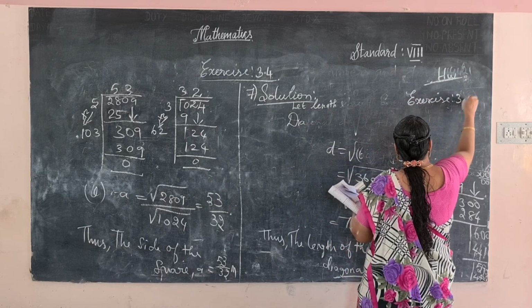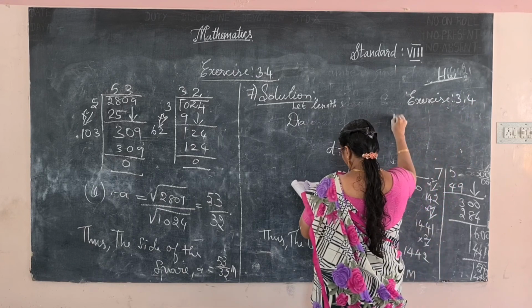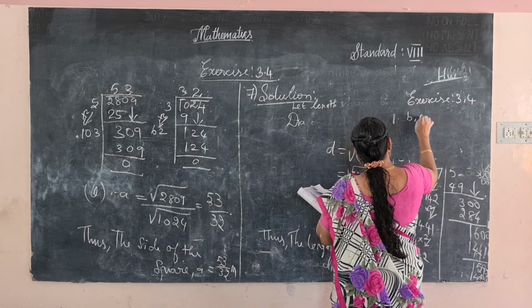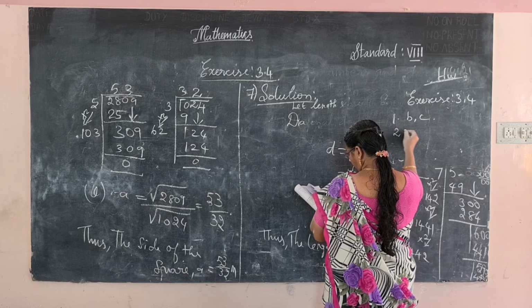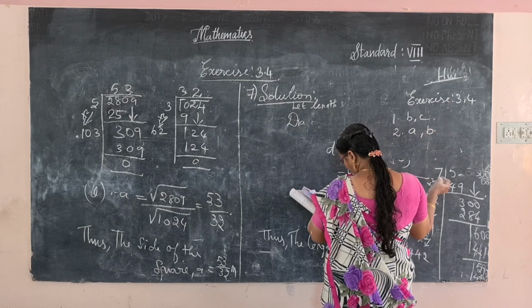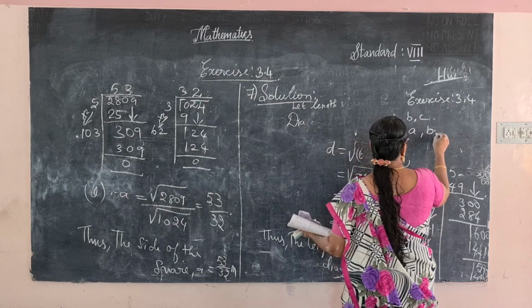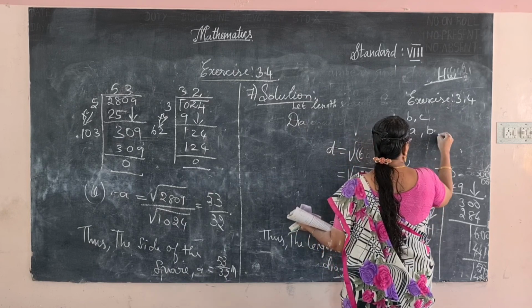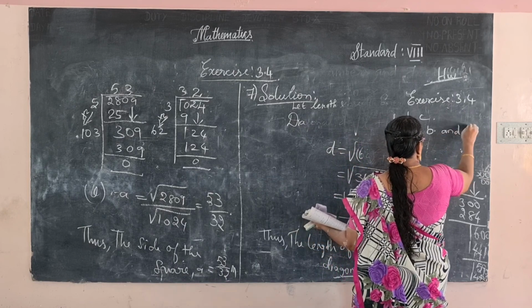Exercise 3.4: 1 B C, 2 A B, 6 and 8, and 6.